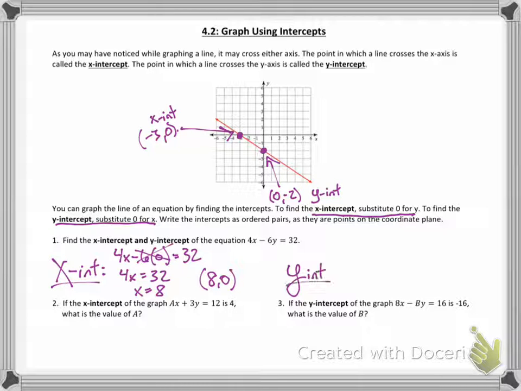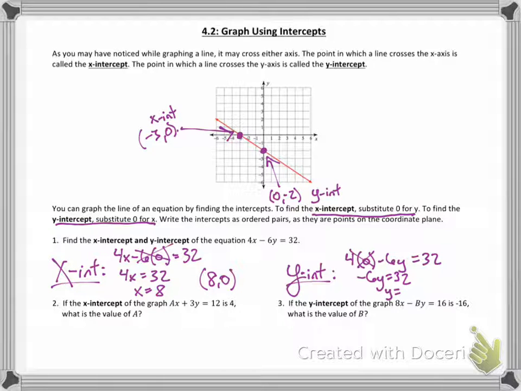Y-intercept is pretty much the same idea. The only difference is we plug in the 0 for x. So we're going to go ahead and do that. We're left with -6y equals 32. Now, this does not happen to divide evenly.